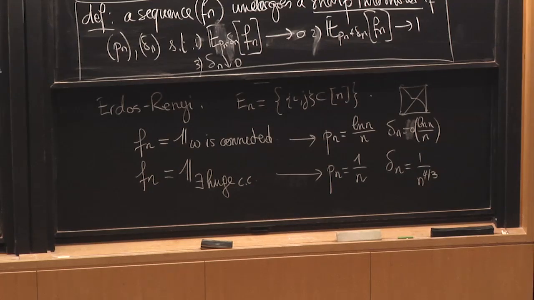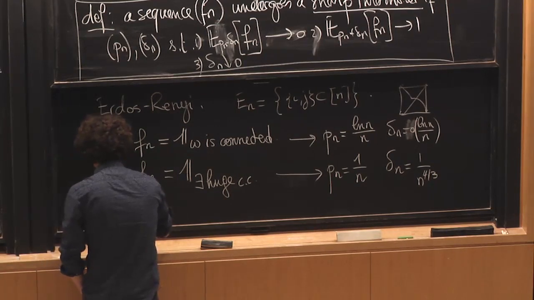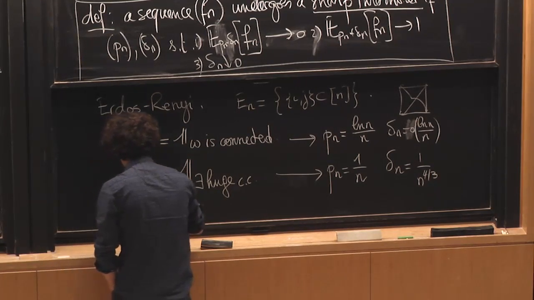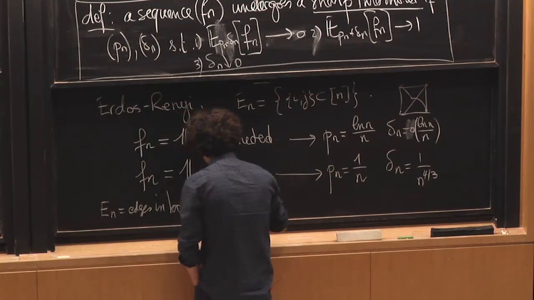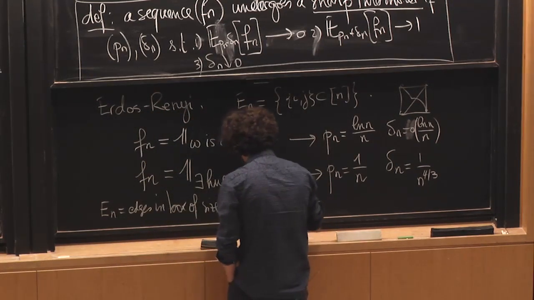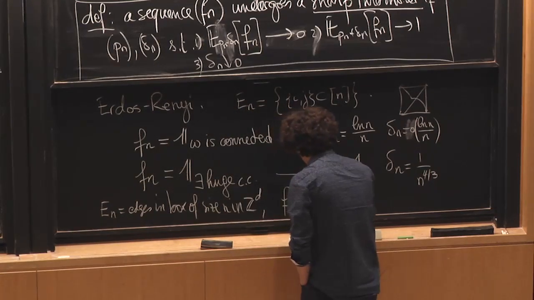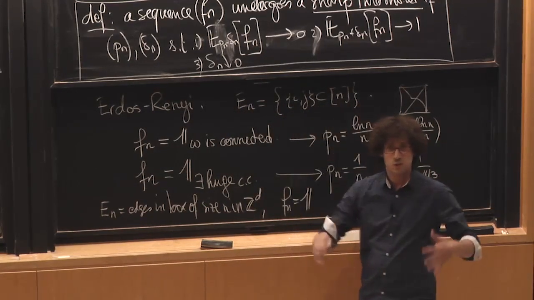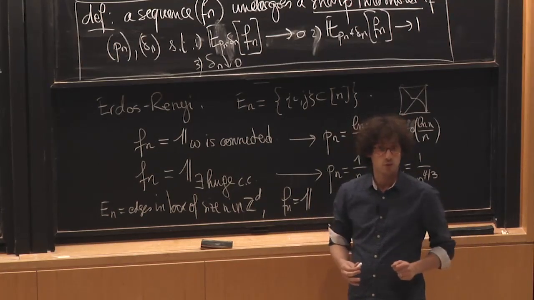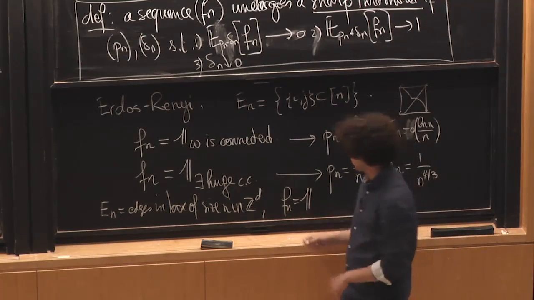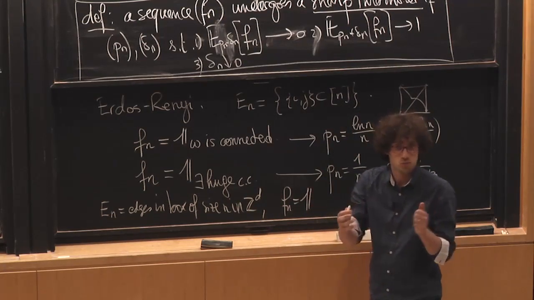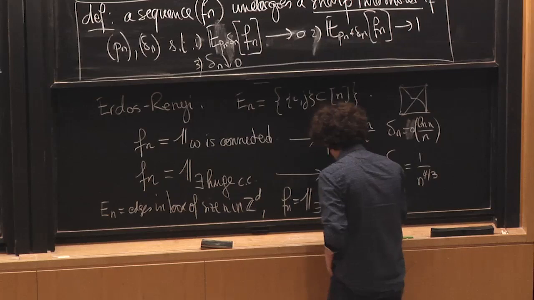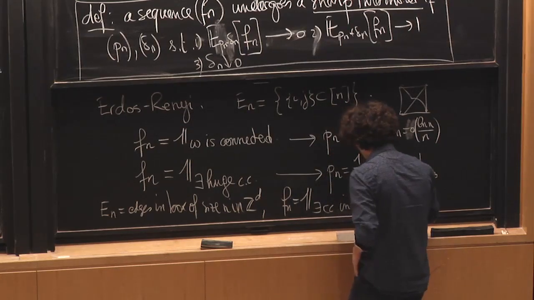Think, for instance, of the case of Zd. So you think of En as being the edges in the box of size n in Zd, and think of Fn to be the indicator function that there is a very big connected component in my box. Okay, for instance, a connected component that has radius n over 2, in the ball of size n over 2.